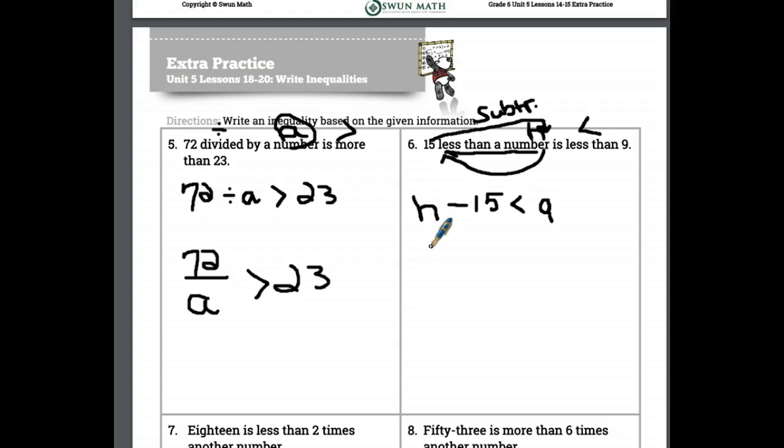If you wrote it 15 subtract H, you did not translate this correctly. Remember when we talked about this, we said it was the same thing as Casa Blanca. You would not say Blanca Casa in Spanish. It would be Casa Blanca. 15 less than a number. That variable goes first, and then you subtract 15. Okay? Hopefully you all remembered that.